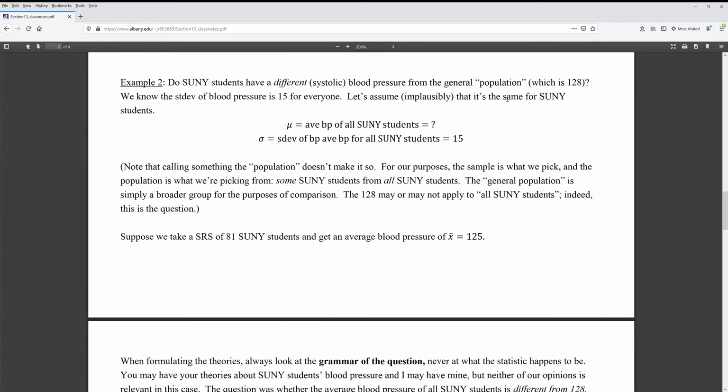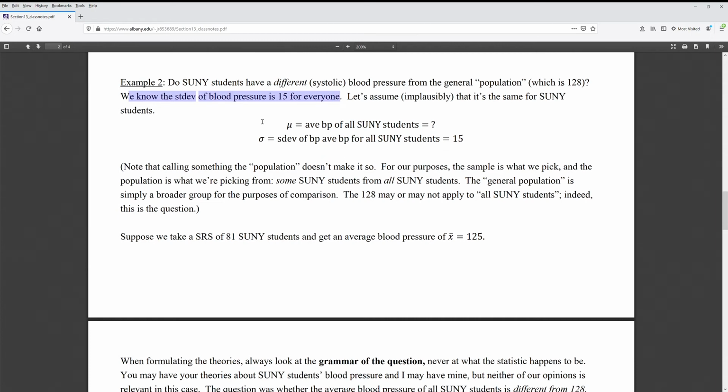So we have three averages in play. The average of the general population at large, which is 128, the average blood pressure of all SUNY students, which we don't know, and the average of the 81 students we happened to look at. Now, sigma is the standard deviation of the blood pressure for all SUNY students, and strictly speaking, we don't know that. What they tell us is that the standard deviation of blood pressure is 15 for everyone, the quote, general population.